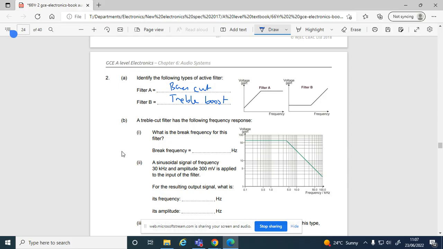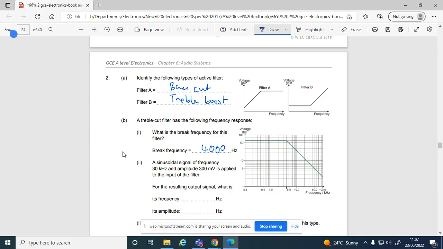What is the break frequency for this filter? So the break frequency, we're going to go down and read it off. Feel free to obviously pause me at any point and do it yourself. I'm sure you know how to do that anyway. 1, 2, 3, 4. 4,000. Notice it wants it in hertz. It's put hertz there. So I can't just put 4. I've got to put 4,000.